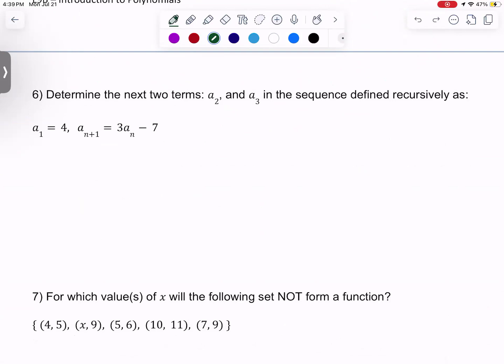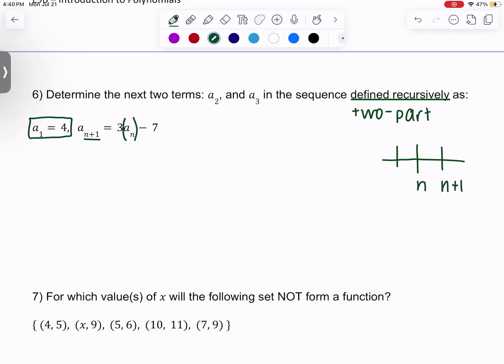For number 6, we have a recursive function. It's defined recursively, underline that, meaning it's a 2-part function. They tell you the first term and then tell you the rule to follow. It says the first term is 4, and then every term after that is 3 times the last term minus 7. They're trying to trick you because we're used to seeing it as n minus 1 and n, but n plus 1 and n is the same thing. Let's draw a number line. If n is in the middle, n minus 1 is before it, and n plus 1 is after it.